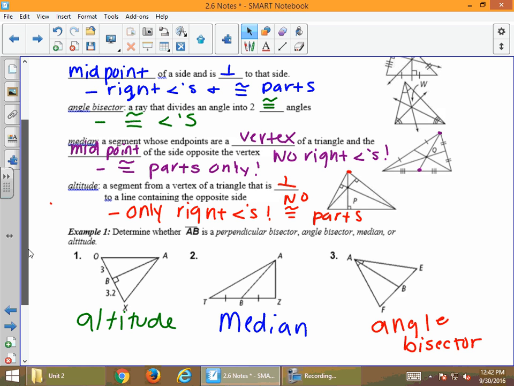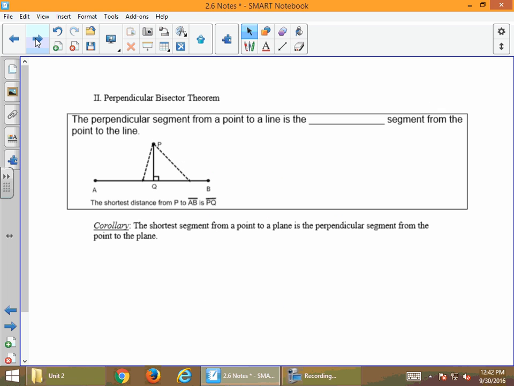Alright. Let's talk about some other tools we put in our toolbox about this one. The perpendicular bisector theorem. Well, the perpendicular segment from a point to a line is the shortest segment. It's the shortest segment from the point to the line. You guys have always heard, what's the shortest distance between 2 points? It is a straight line.